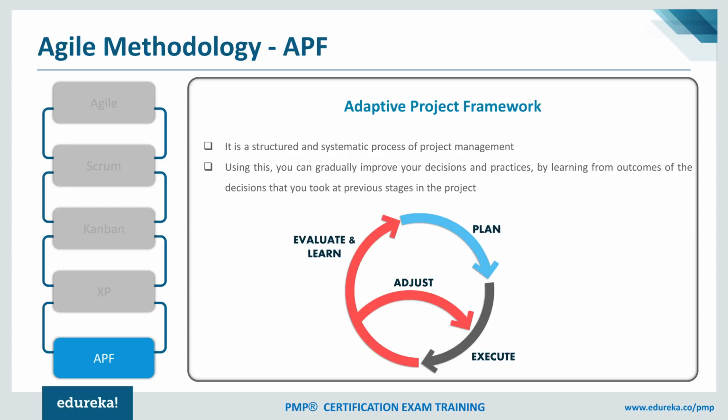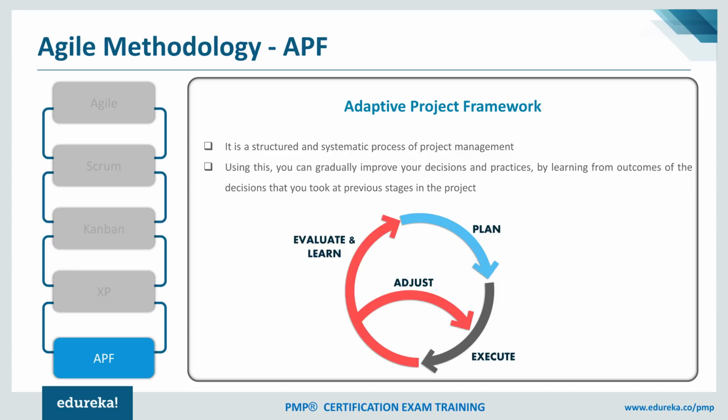Moving to the next methodology, which is adaptive project framework. So this is certainly based on the PDCA cycle of Deming, which is plan, do, check, and act. And this adaptive project framework is again such a framework wherein the focus is on getting continuous feedback. So you do planning, you execute your plan, you get the feedback. So that's where you evaluate and learn, and then you adjust your plan, and again you start executing.